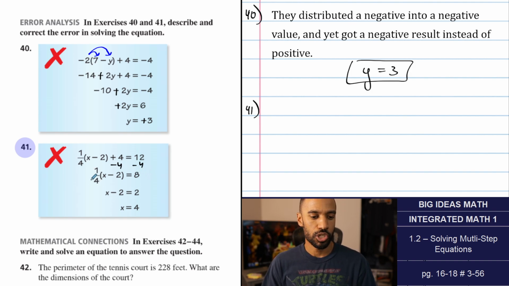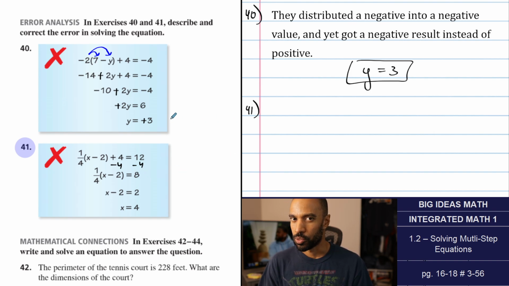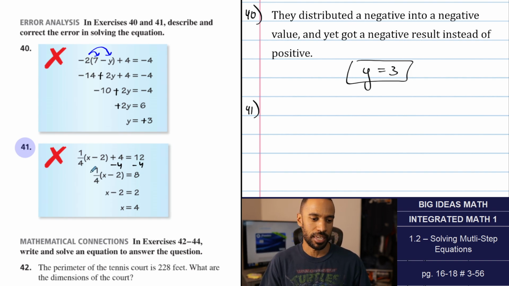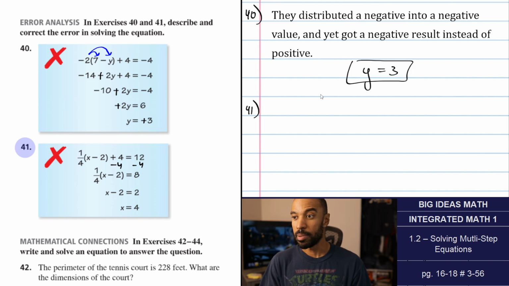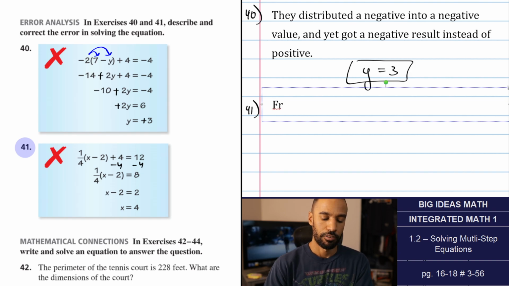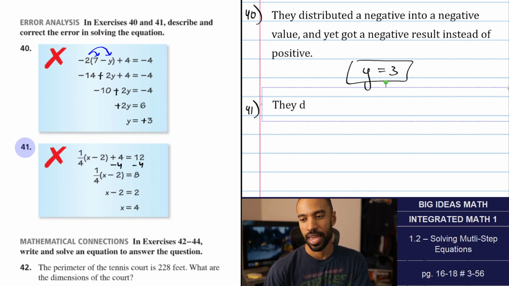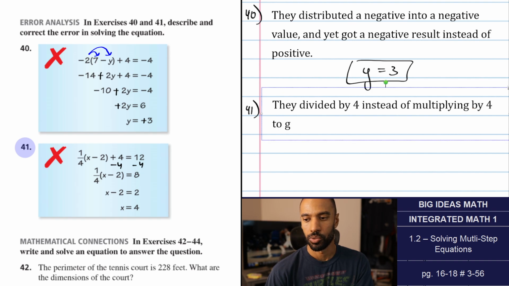Well, what do they do with 8 to get 2? You're like, well, it's divided by 4. It sounds like they divided by 4. Yeah, but they weren't supposed to do that because this is already dividing by 4 here. You need to work opposite of it for the 1/4 to go away. You need to multiply by 4. So that was their mistake here. They divided by 4 instead of maybe they divided by 1/4, but they thought 8 divided by 1/4 was 2, and it's not. I'll just say they divided by 4 instead of multiplying by 4 to get rid of the 1/4 on the side of the equation with x.